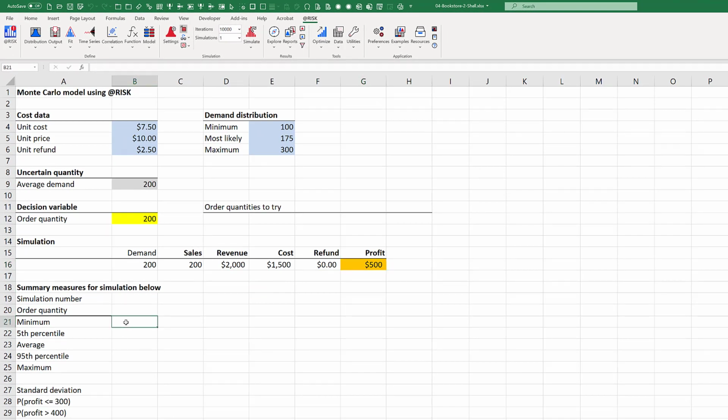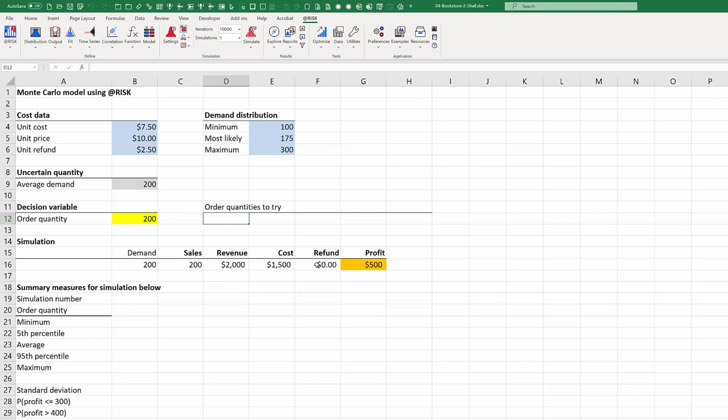Now we can set up the minimum, 5th percentile and so on here. We'll come to this part in just a second. But right now in the model, the order quantity is fixed at 200. What if you want to try different order quantities and then summarize the results of those possible values for the decision variable? This is the decision that we have to make, how many units we should order.